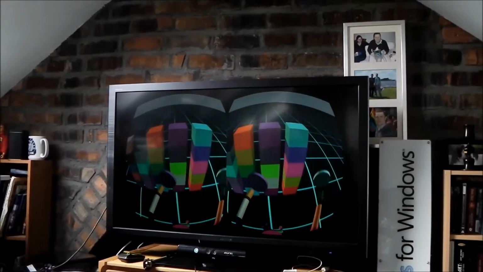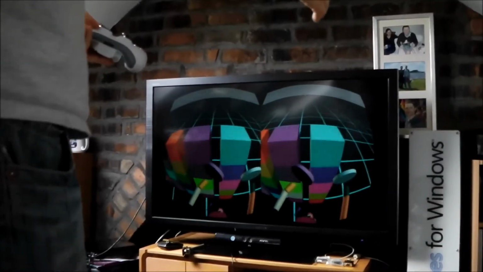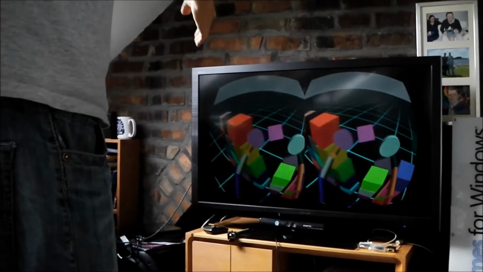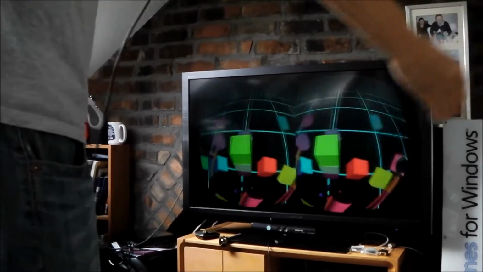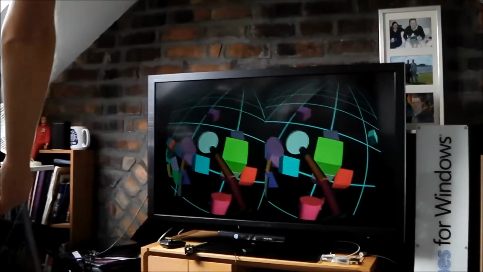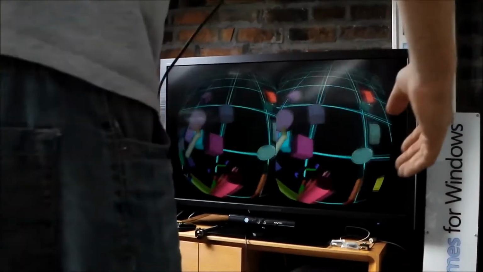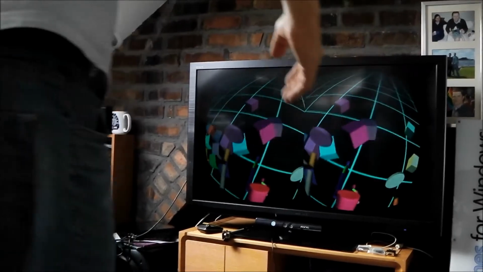So I can walk forward, and when I walk forward, you see the Kinect is tracking my position. So now I'm able to interact with these physical objects by actually moving my hands in the real world, and they move in the virtual world. So I can knock things away like that, and I can even kick things away with my feet. So a couple of other things I've got working in this little demo.